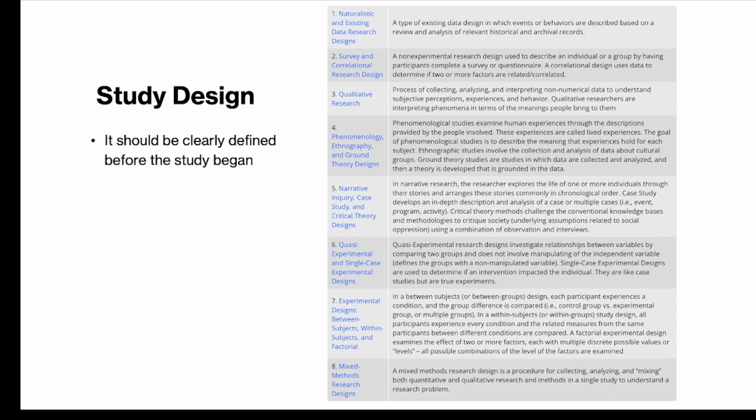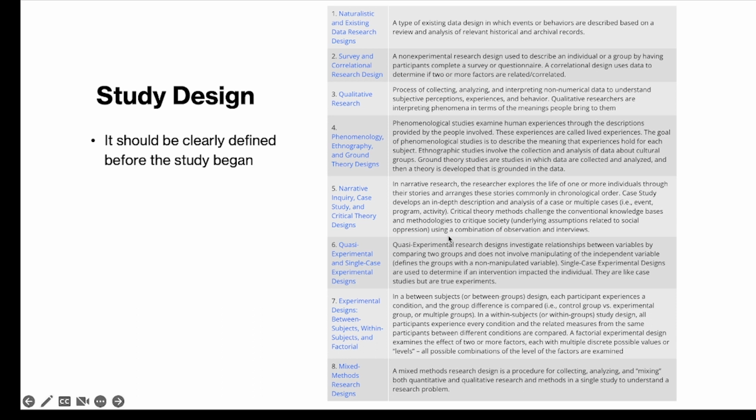So in narrative theory research, the researcher explores the life of one or more individuals through their stories and arranges these stories commonly in chronological order. So if you wanted to capture the essence of a story, just like all documentaries usually, this is a good research design that you can use. There are also times that you can manipulate certain variables.